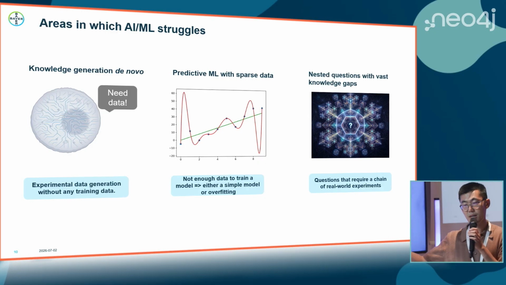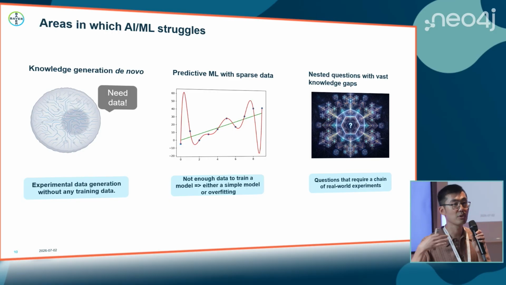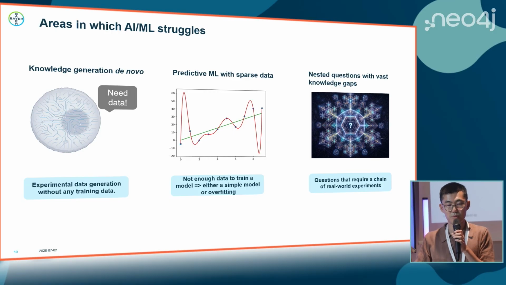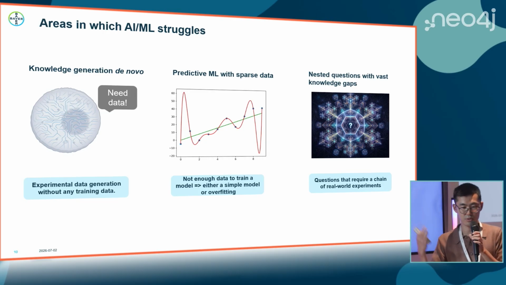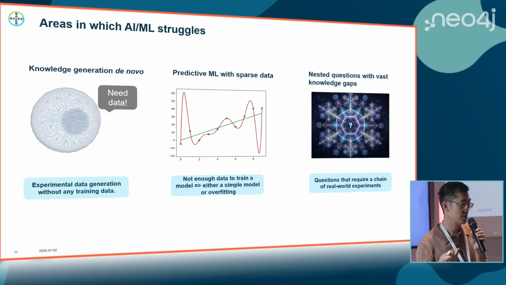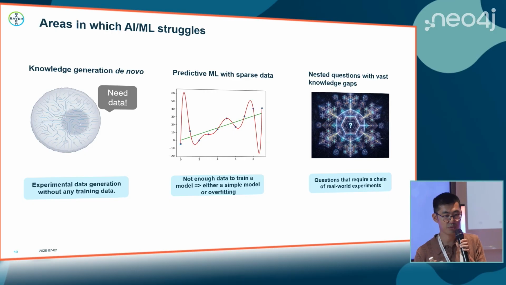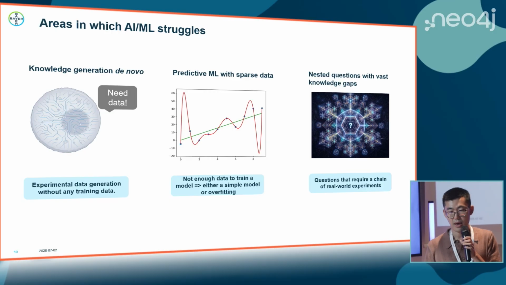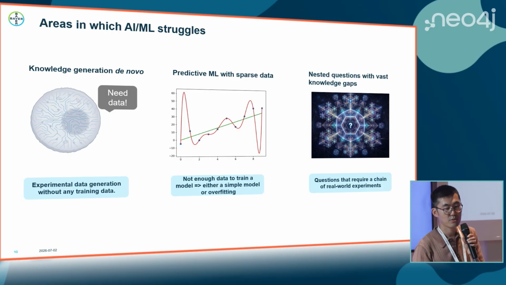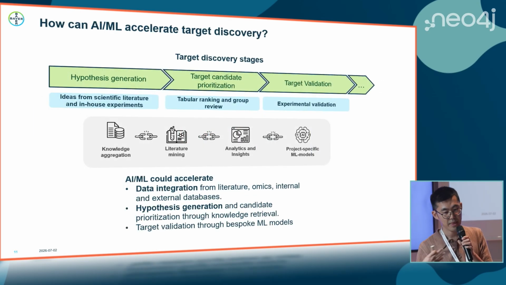And this is maybe why, as Alexander mentioned, some of the projects will also fail, because some of the expectations were just too high. Also, when we have sparse data, it's not guaranteed that machine learning will work. You either need to use a simple model because you just don't have enough data, or you risk overfitting it. And in general, maybe this is more related to de novo knowledge generation, but when you have nested questions and you actually need to do a lot of experiments, this is something that's not going to work out.